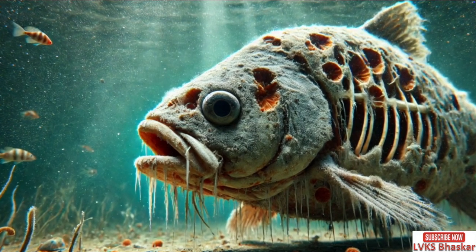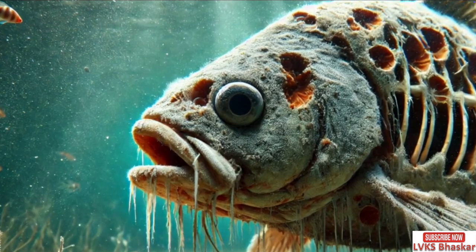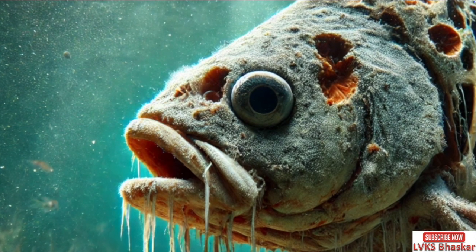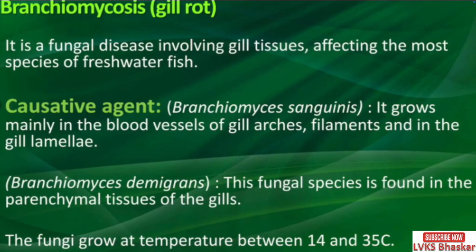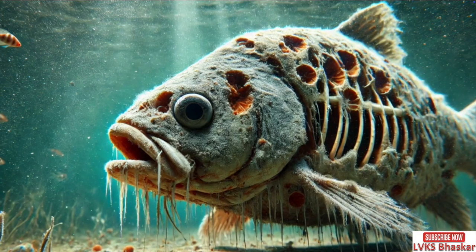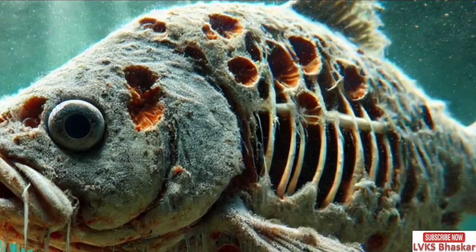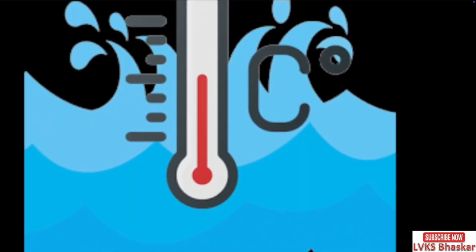Branchiomycosis, or gill rot, is a fungal disease that impacts the gill tissues of many freshwater fish species. Two primary fungal agents are responsible: Branchiomyces sanguinis, which grows in the blood vessels of gill arches, filaments, and lamellae, and Branchiomyces demigrans, found in the parenchymal tissues. These fungi thrive at temperatures between 14 degrees C and 35 degrees C.